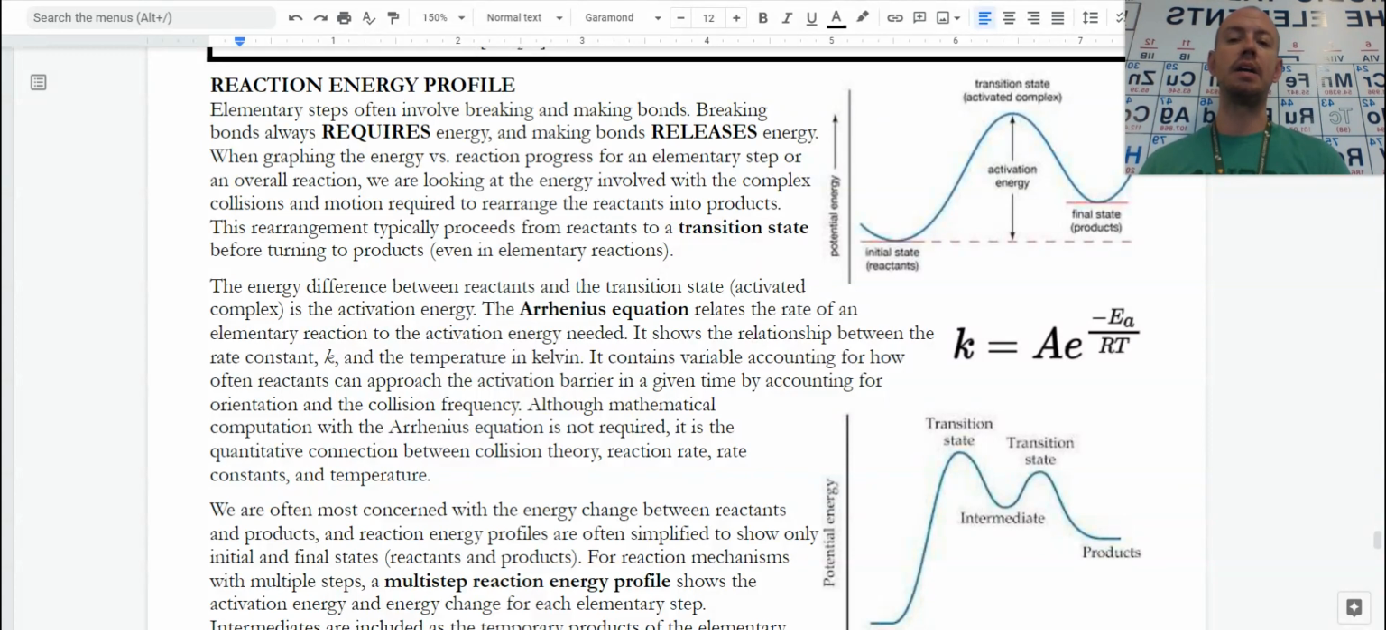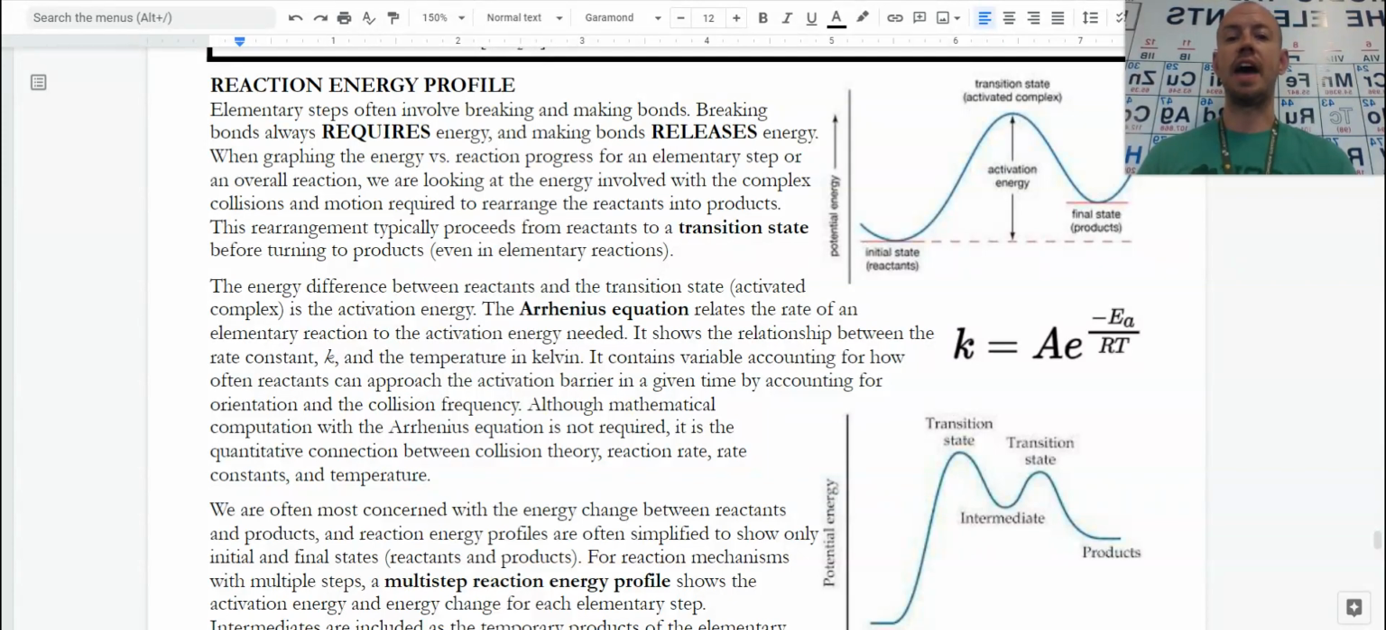But breaking bonds requires energy. Those things are already stuck together, and we have to use energy to rip them apart. Making bonds, or maybe better stated as allowing atoms to bond, releases energy. So each part of a mechanism and each elementary step is going to have some requiring and some releasing of energy, or some increasing in potential energy and some decreasing in potential energy.